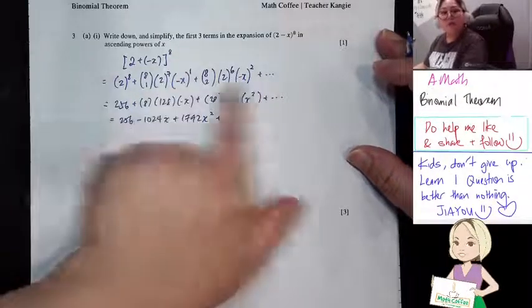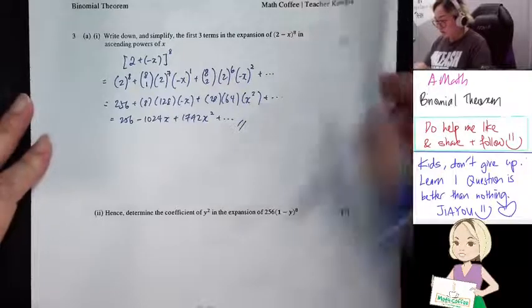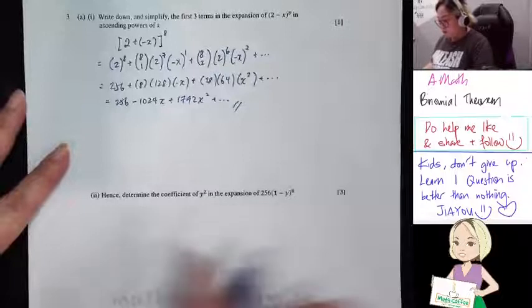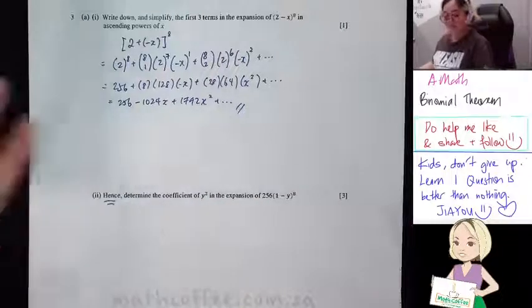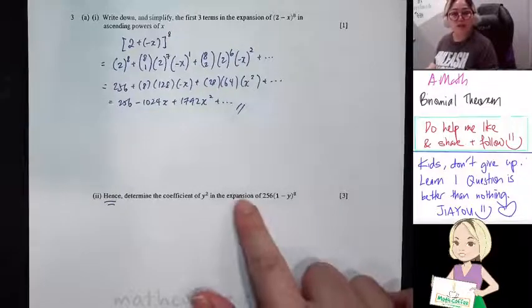Okay? This is how I remember this, although the formula for expansion is given. Now, this one is a little bit tough. So now, the word hence. They say hence determine the coefficient of y squared in this expansion.